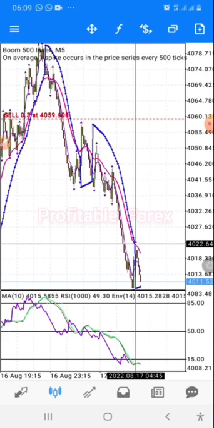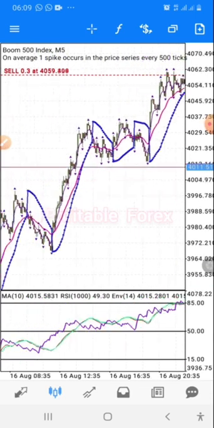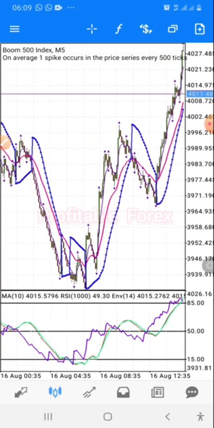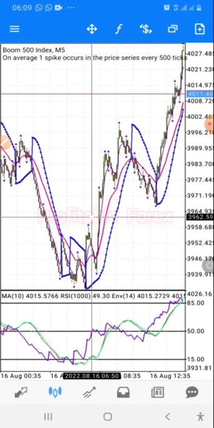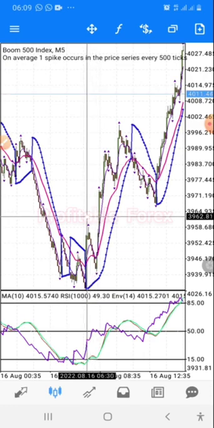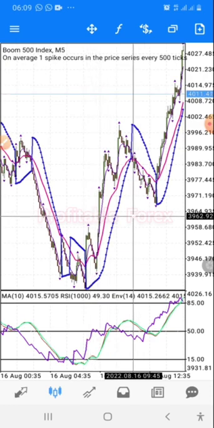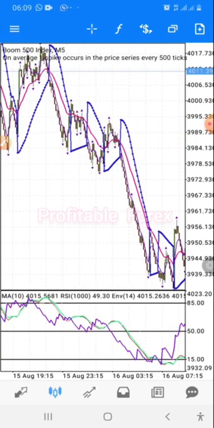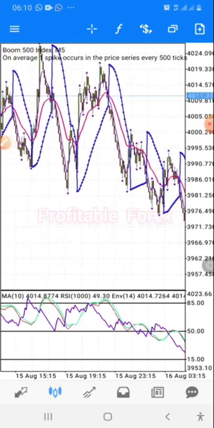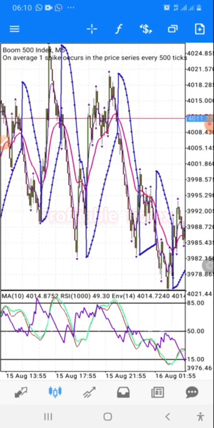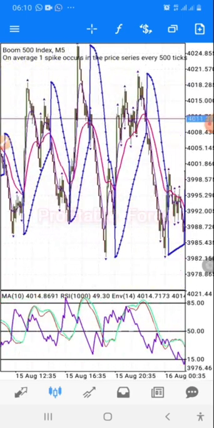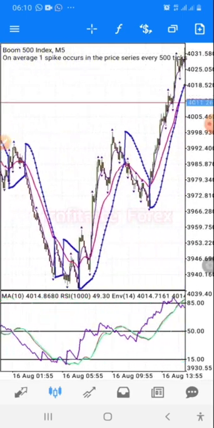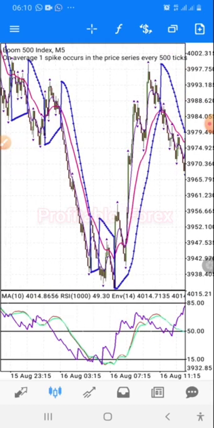Okay, let's go through the chart. Let's search for the supports. Okay, can you see it tallies? Can you see the touch? It tallies. And when you're checking for a confirmation on your indicator window, make sure that when you move it, it doesn't leave that support zone or that resistance zone.